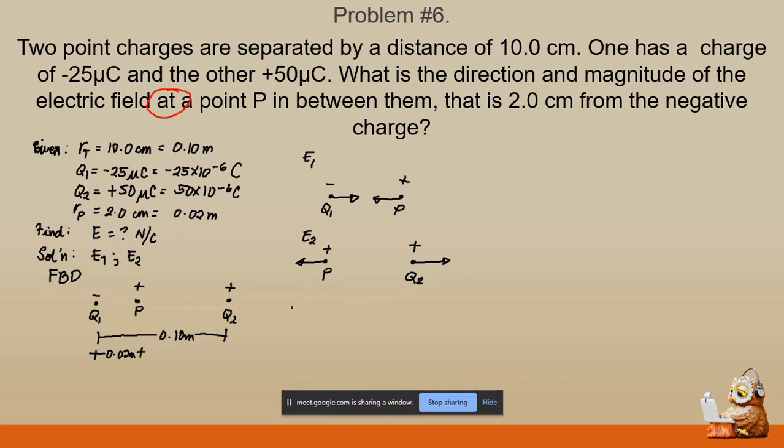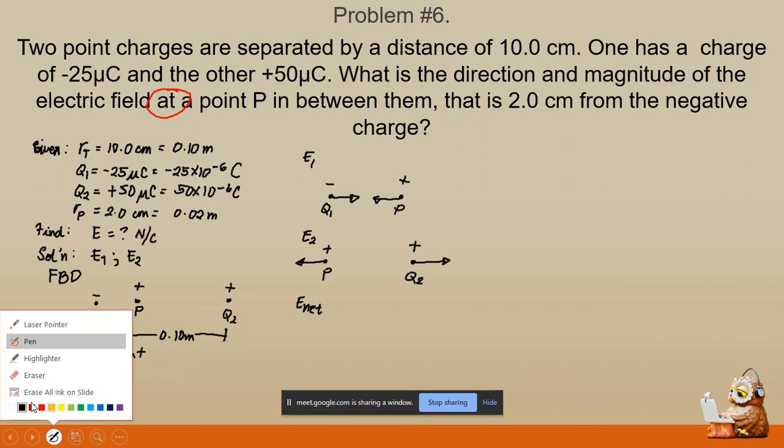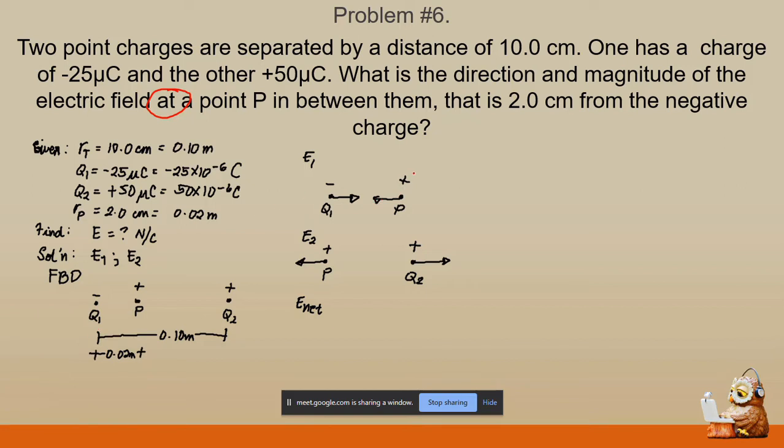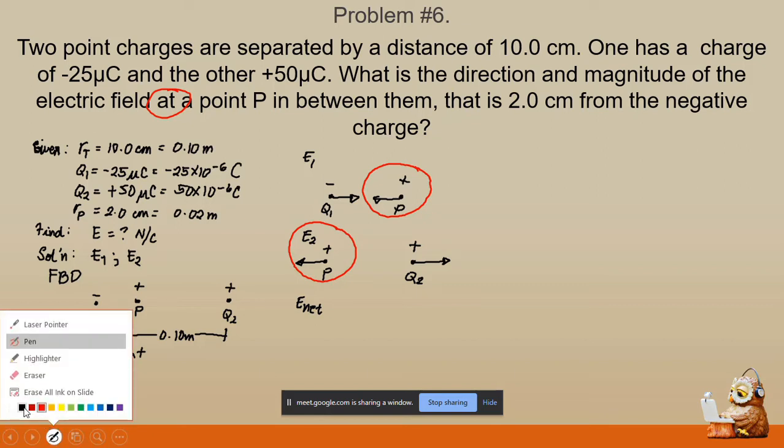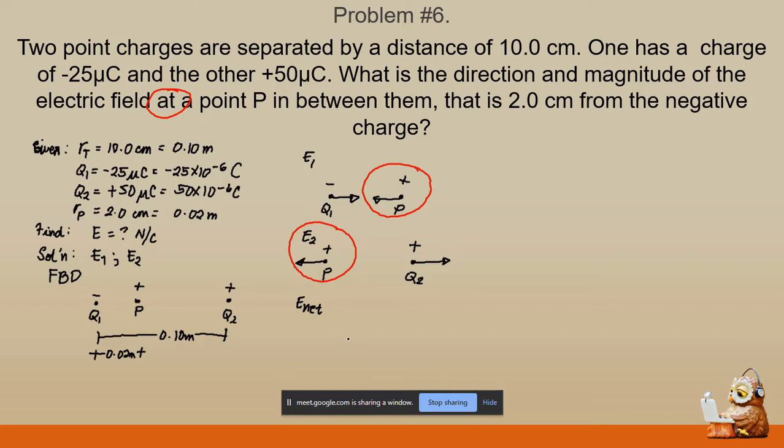Now, let's draw the free body diagram of our E sub net, or the total electric field. As mentioned, our reference particle is point P. So we will just consider the arrows at P for our free body diagrams. For E sub 1, this is the only one we will consider. For E sub 2, this is the only one we will consider. With that, let me first change the color. With that, we can now draw the free body diagram of our E sub net. So here I have my P.